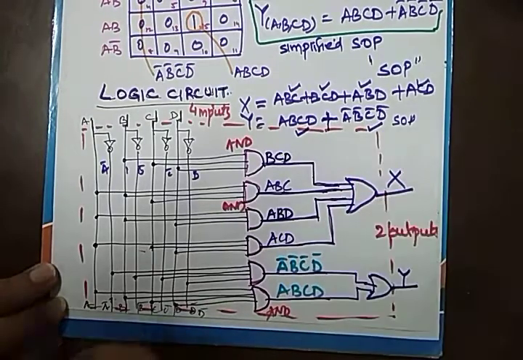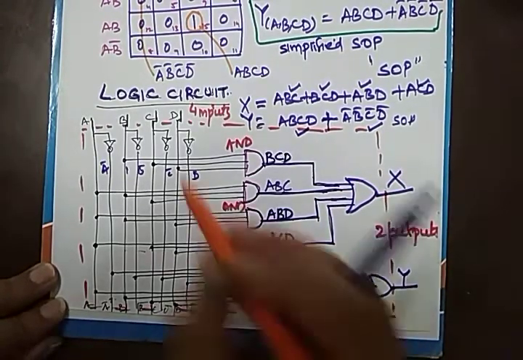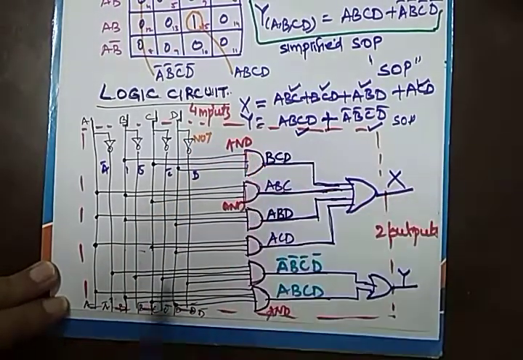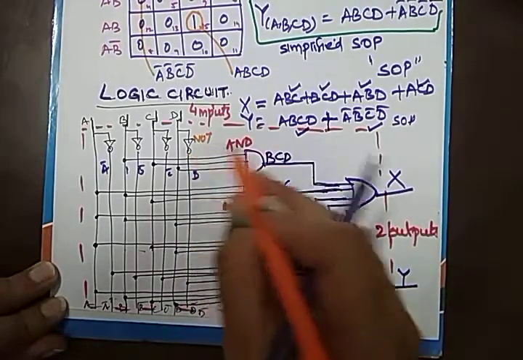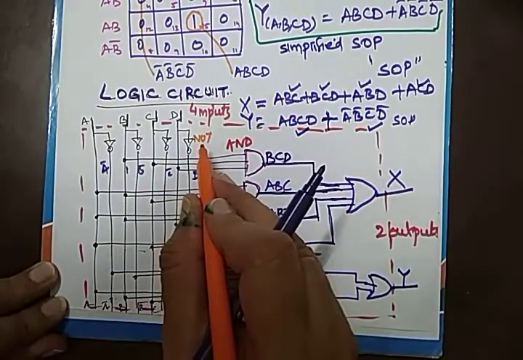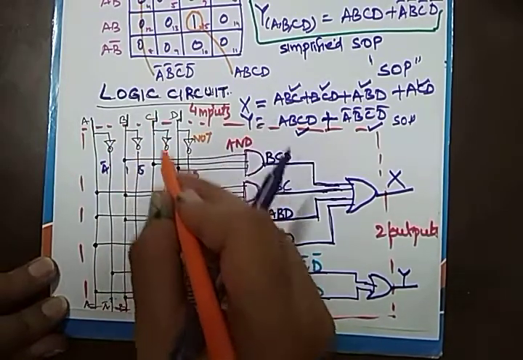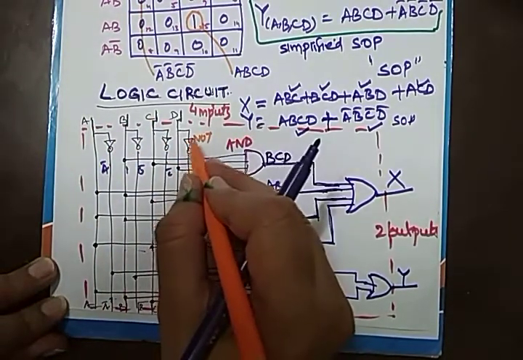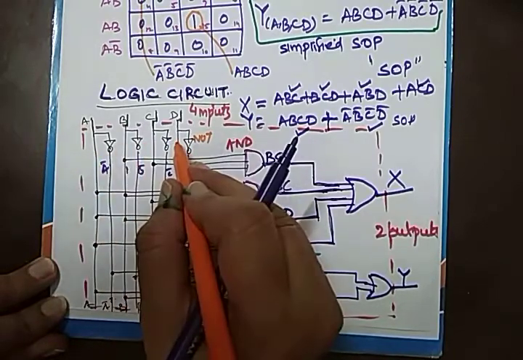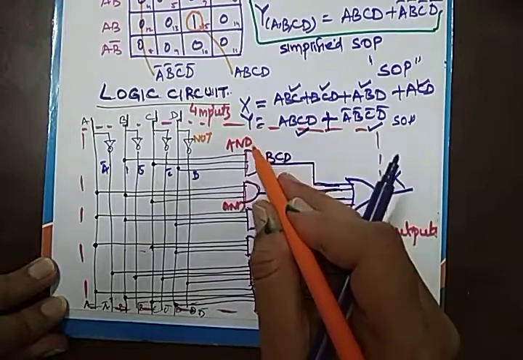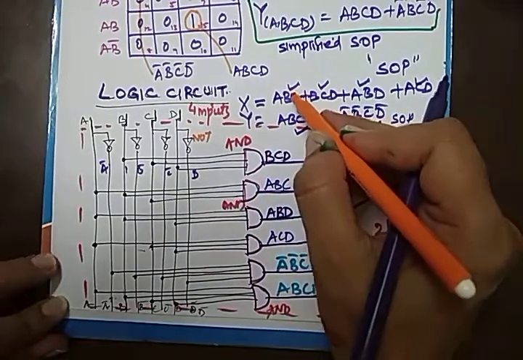So this is implemented with NOT, AND and OR logic. So this is a NOT. These are the NOT gates giving us the outputs A bar, B bar, C bar, D bar. There's a NOT gate in each of the inputs. These are the 4 inputs. Then these are the AND gates which will give us these product terms.